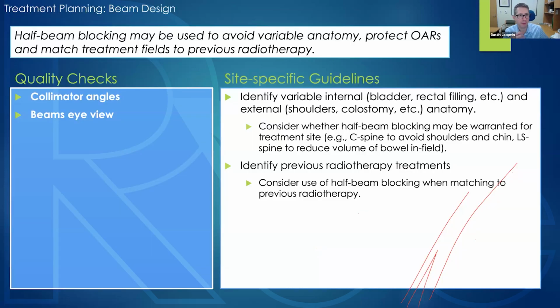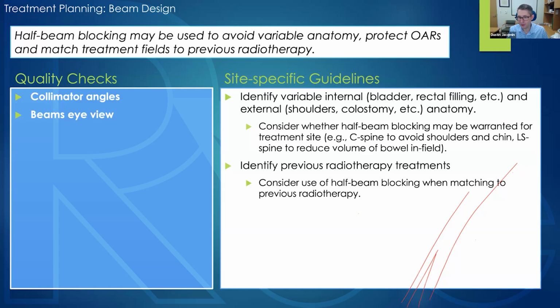All right, let's talk about half beam blocking. Half beam blocking is this technique where you move one of the jaws to the 0 position such that you have this perfectly straight divergent line passing through the patient. And it's a very useful technique to avoid variable anatomy, protect organs at risk, and match treatment fields to previous radiotherapy.